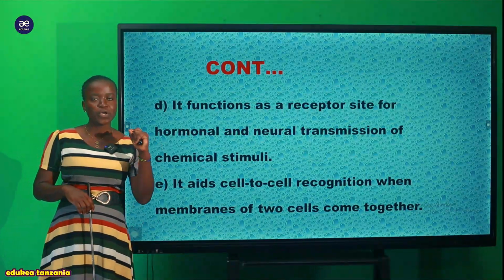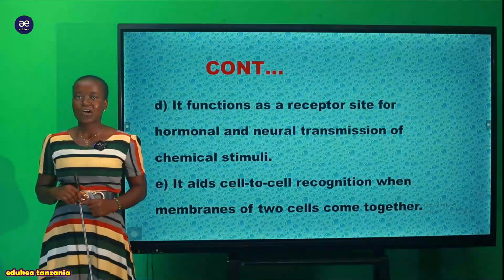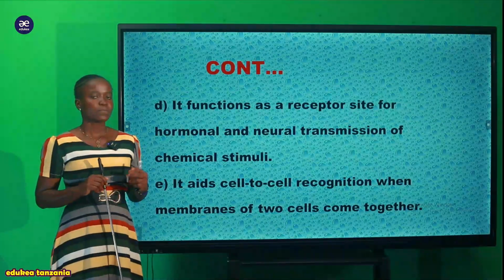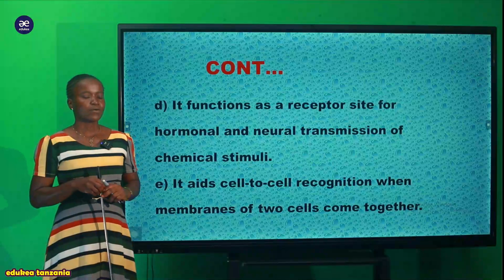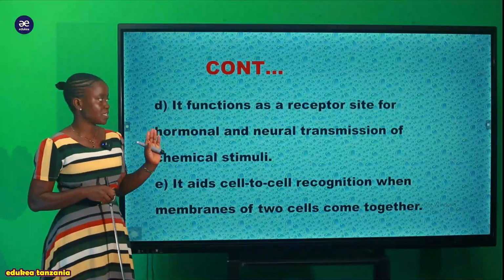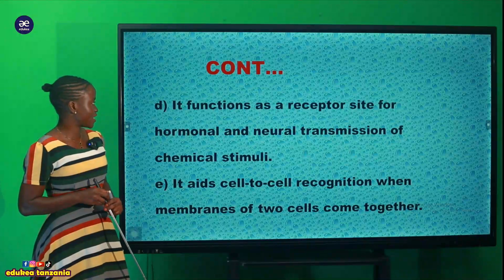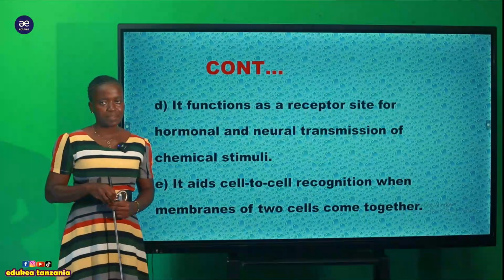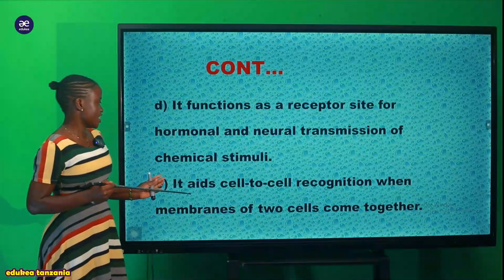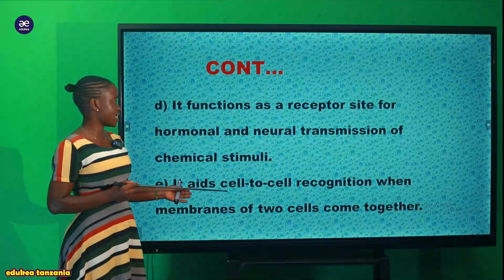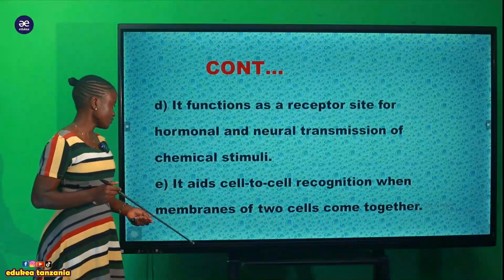So also hormonal transmission of impulse depends on the presence of this cell membrane. Another function of this cell membrane is simply we can say that it aids cell-to-cell recognition.